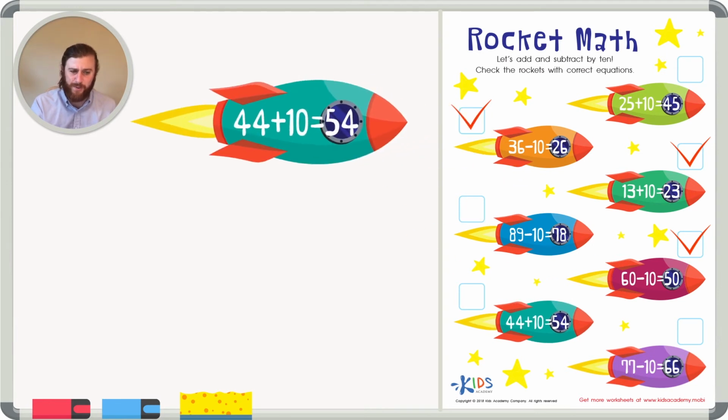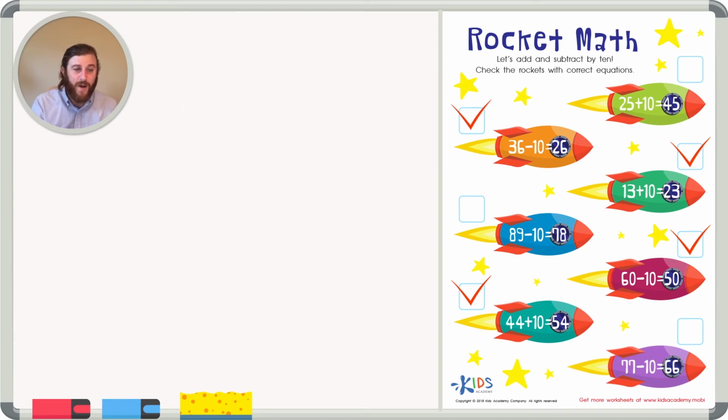The next rocket shows 44 plus 10. The answer on the rocket is 54. Let's see if this is correct. 4 plus 0 is just 4, and 4 plus 1 is 5. This gives us a sum of 54, just like on the rocket, meaning this is a correct number sentence.